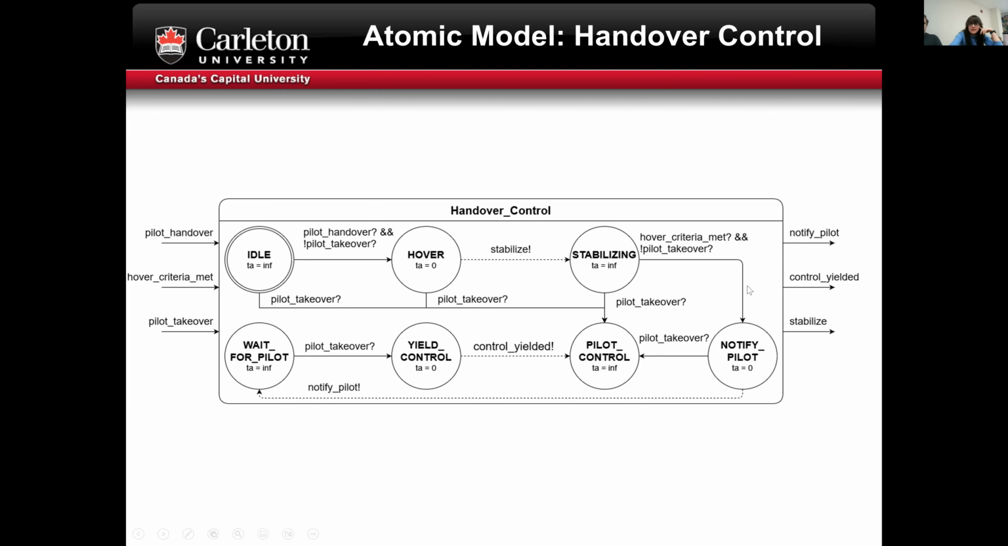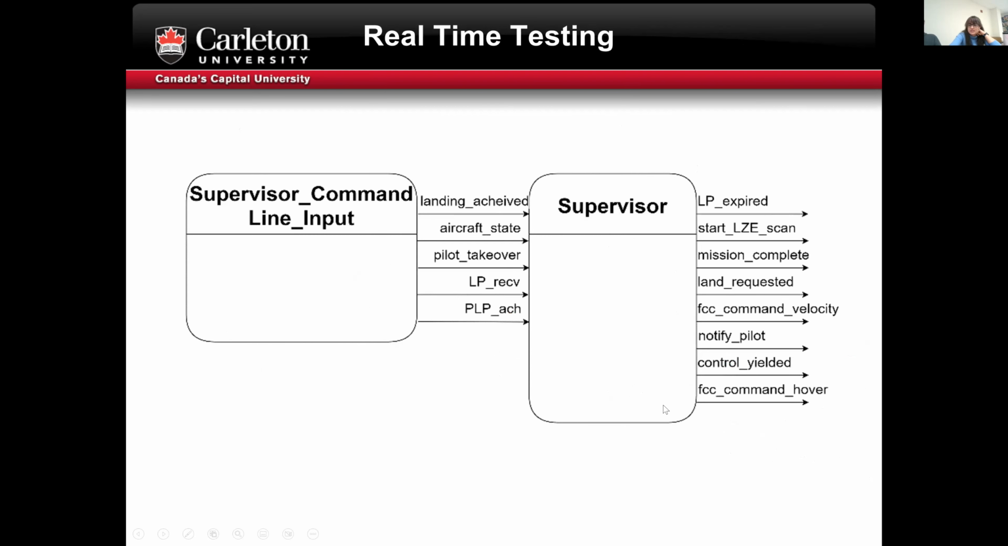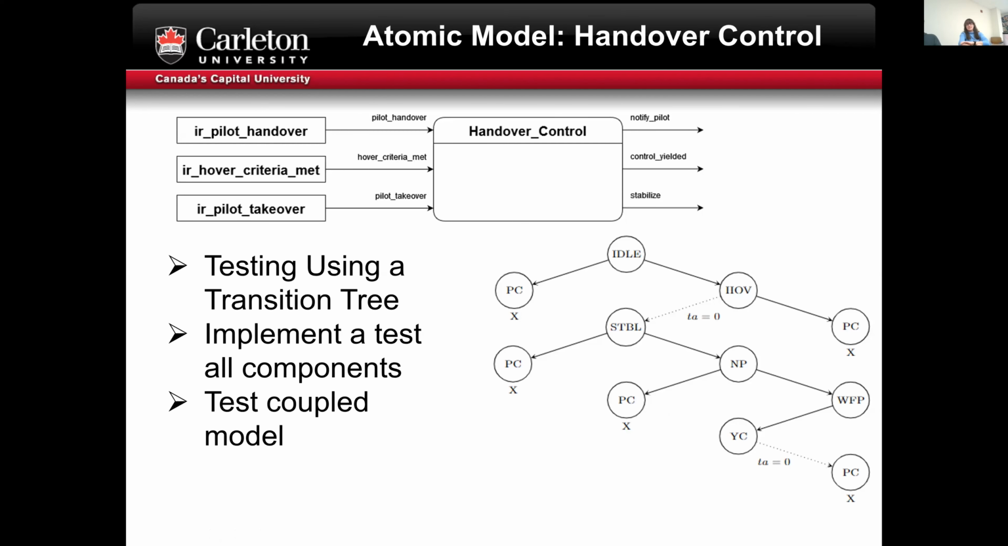So basically what we did, we implemented each of these models. For the atomic models, we did white box testing. We developed the possible transition tree, and we tested this model in simulation to make sure that all those transitions happen as expected. When we had each component ready, we coupled them together, and we did integration testing until we were satisfied with the model.